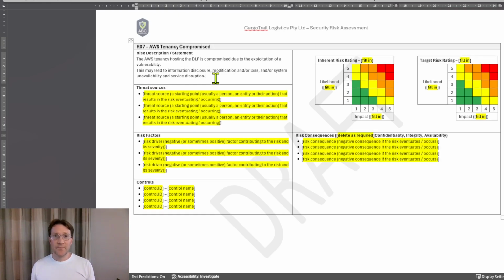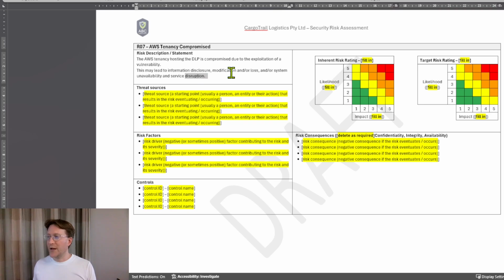Then we have risk 7, the AWS cloud infrastructure tenancy compromise, where the DLP is running from. Because this hosts the DLP, access to the infrastructure storing the DLP allows access to the DLP and anything that it deals with. This is also quite broad. We know the DLP handles confidential information. We know that if there was modification or loss to information used by the DLP, then the system couldn't function properly. It would lead to all kinds of problems.